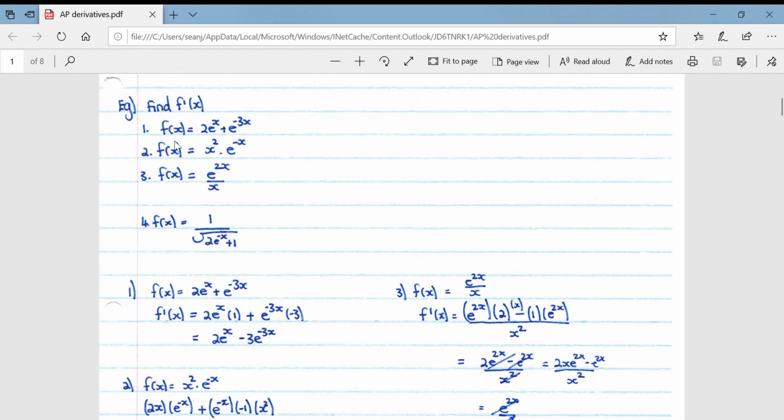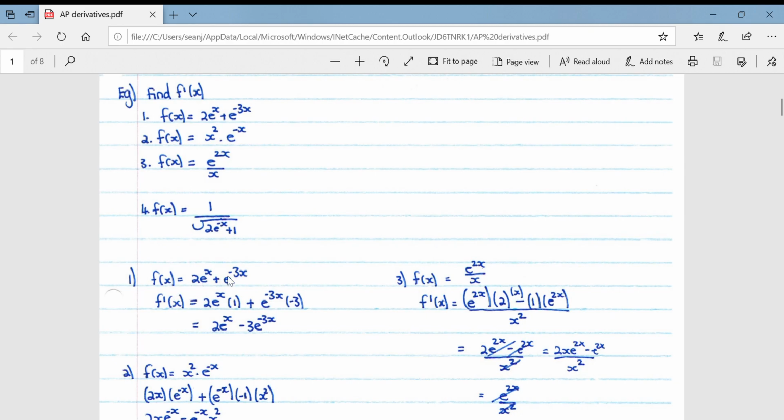The first sum says f of x equals 2e to the x plus e to the minus 3x. So we obviously write the sum out. Then what we do for the derivative of e is, you see there's a plus sign, so you're obviously working with two separate things. There's no multiplying sign, so there's no need for the product rule. So all you're doing with e is you're repeating what is said in the question.